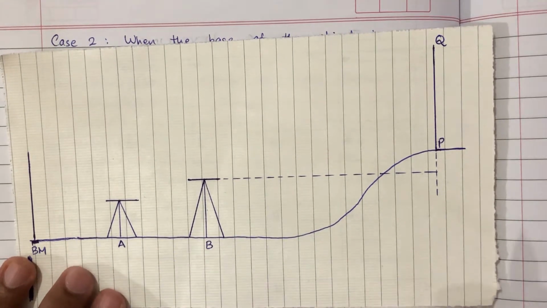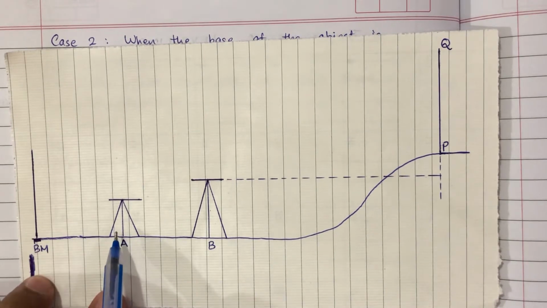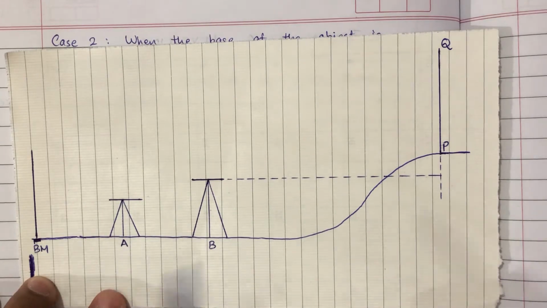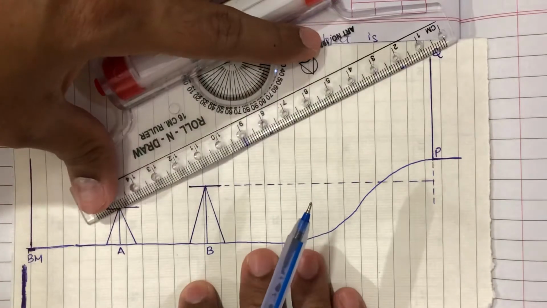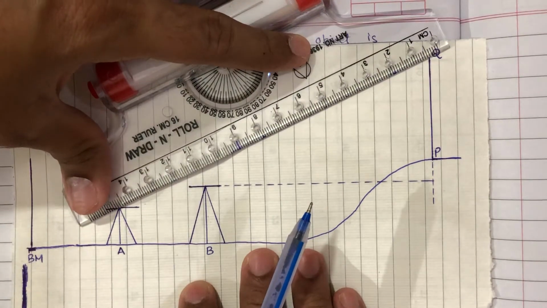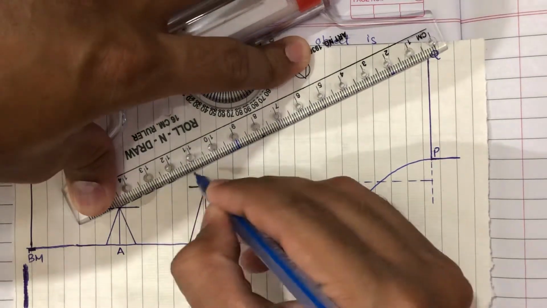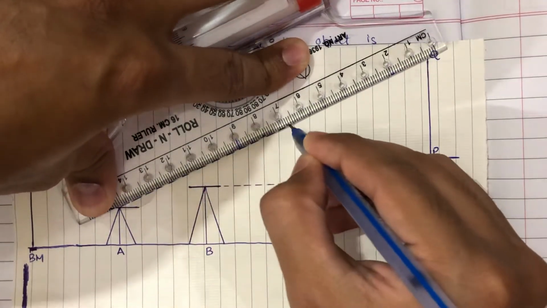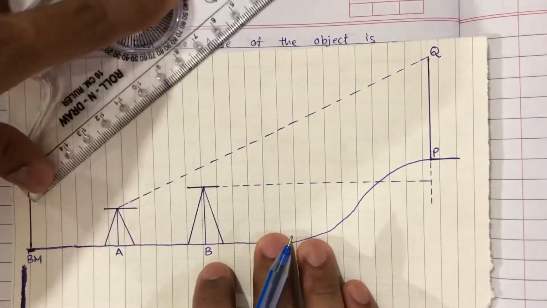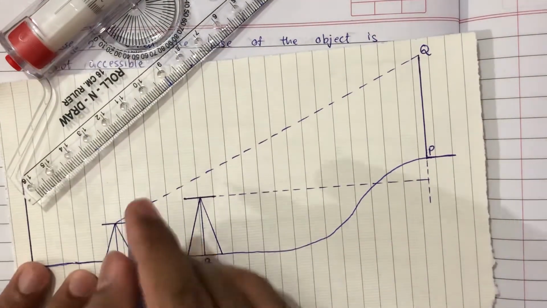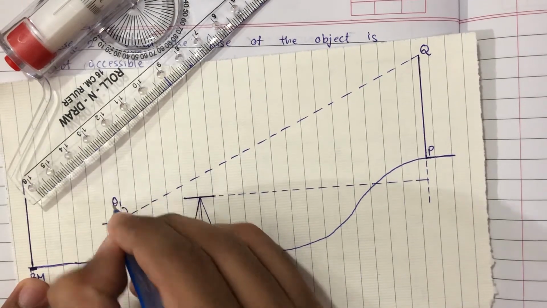So the procedure is, first the theodolite is set up at this point A and it is leveled perfectly. After that, the angle of elevation is taken to the top of the tower. Suppose this angle of elevation comes out to be theta 1. This angle is given as theta 1.